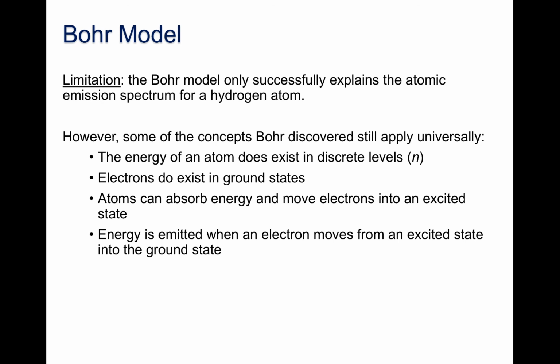However, some of the concepts Bohr discovered still apply universally. The energy of an atom exists in discrete energy levels, which we call n, and those correspond to the distance the electrons are from the nucleus. Electrons have ground states. They can absorb energy to move electrons from the ground state to a higher energy level, which is an excited state. And when those excited electrons move back down, or move down energy levels, they emit energy.